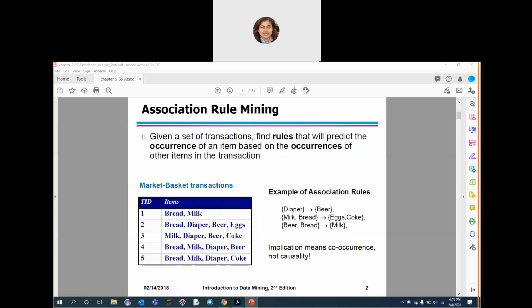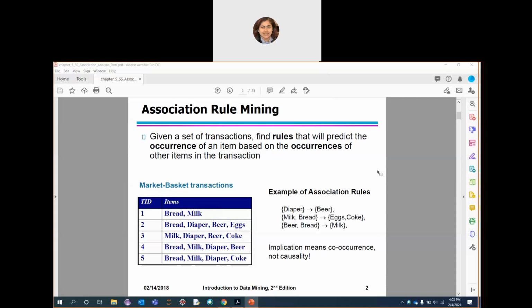So here comes association rule mining. What is it, mostly? If you are given a set of transactions, you can find a set of rules, and those rules will mostly find out the occurrences of items that are involved in those transactions.